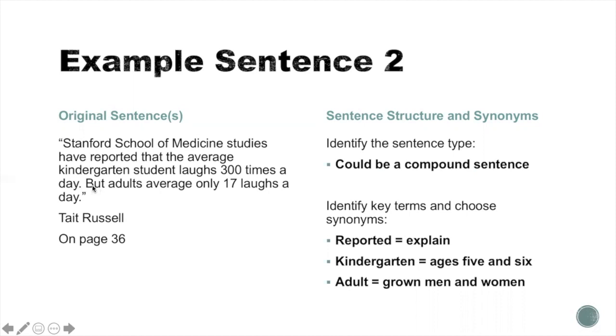And so technically this is a compound sentence, but it's not punctuated the way we would expect for academic writing. And then I chose the word reported, and I'm going to try to use the word explain instead. For kindergarten, I'm going to try to say ages 5 and 6, because I'm pretty sure most kindergarten students are ages 5 and 6 years old. And then for adult, I'm going to try to use the words grown men and women, right?